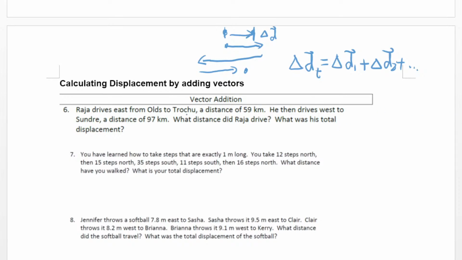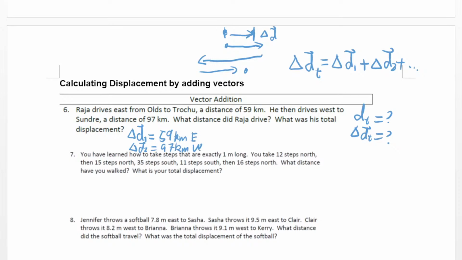Roger drives east from Olds to Trochu, a distance of 59 kilometers. Then he drives west to Sundre, a distance of 97 kilometers. What distance did Roger drive, and what's the total displacement? So he's looking for total distance and total displacement. The question gave us some directions, so displacement number 1 is 59 kilometers east, and the second displacement is 97 kilometers west.